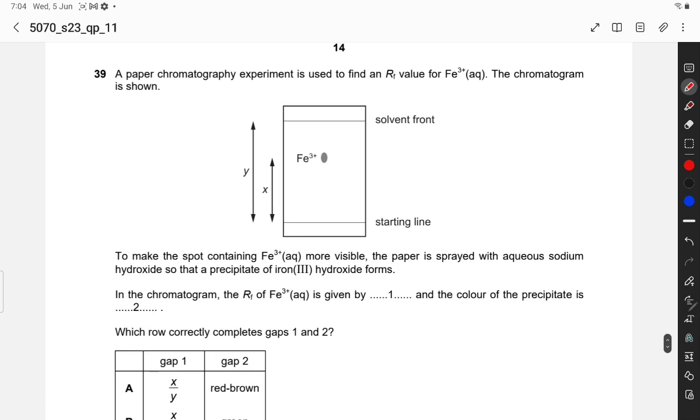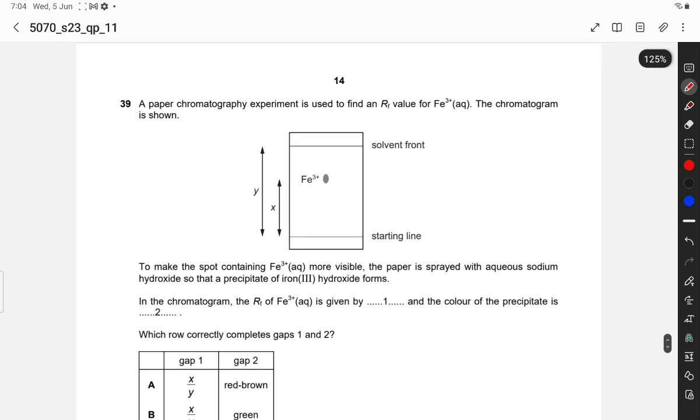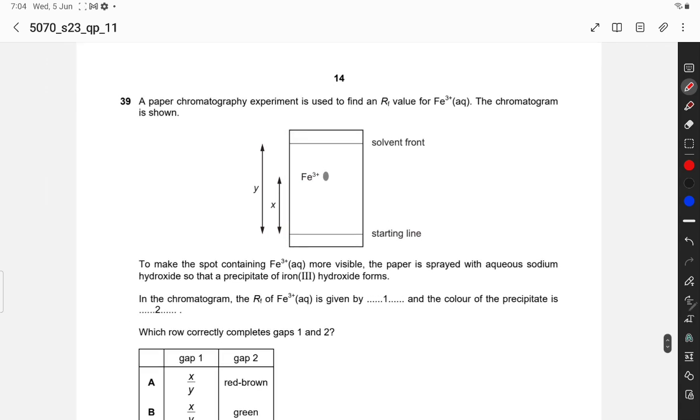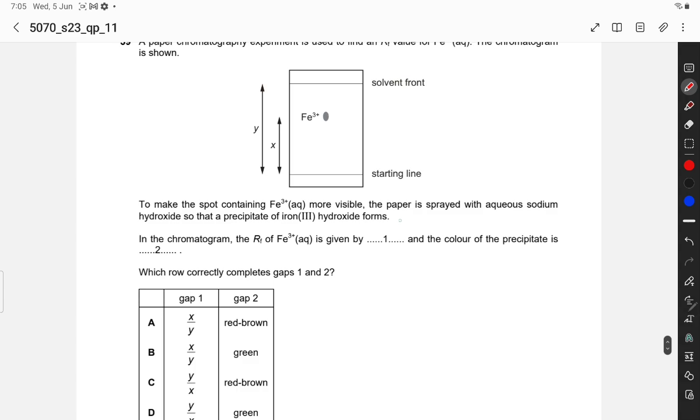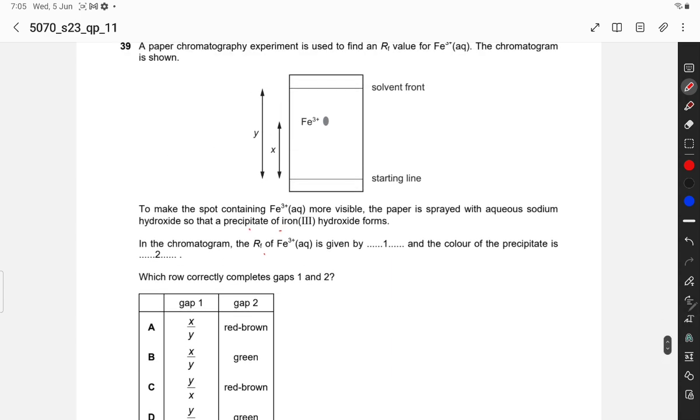Question number: paper chromatography is used to find the RF value of Fe3 plus. The chromatogram is shown. To make the spot containing iron 3 more visible, the paper is sprayed with aqueous sodium hydroxide so that a precipitate of iron 3 hydroxide forms. In the chromatogram, the RF of Fe3 plus is given by x over y.